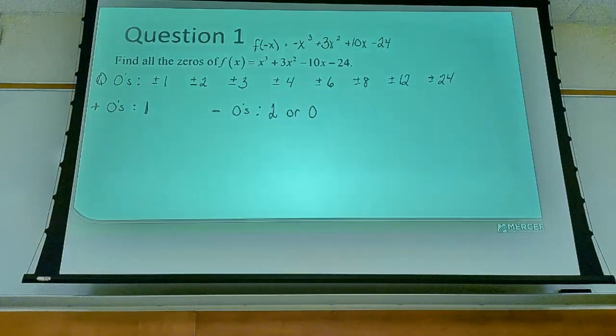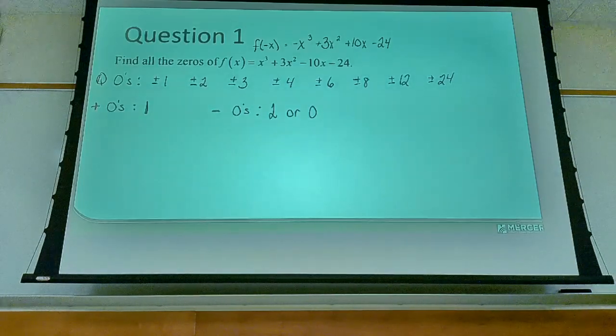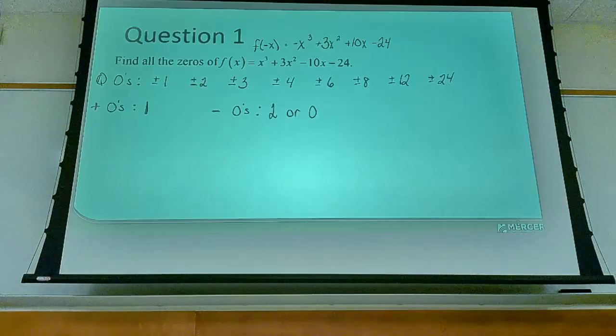Wait, so how do you get 0 again? 2 minus 2. It's less an even number. Right? So we could have 2 negative zeros, or we could have no negative zeros. That's what that's saying. But we are guaranteed to have 1 positive, which is nice.